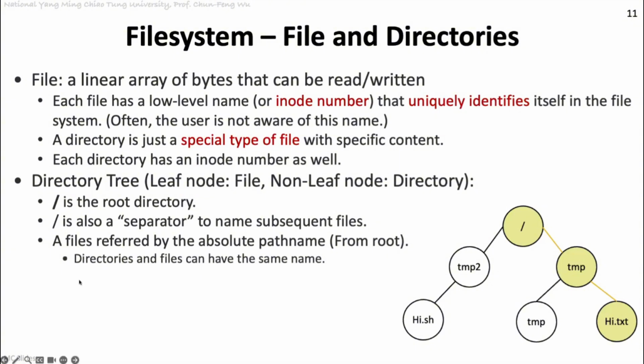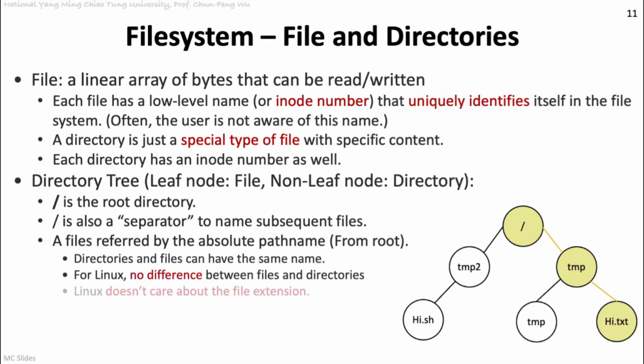Directories and files can have the same name. As I mentioned, the name is actually not really important for Linux. Directories are just like files, and they can have the same name, but they will have different inode numbers. So when you are using Linux, you can have a folder and a file with the same name. You already know that for Linux, there is no difference between files and directories, and Linux also doesn't care about file extensions. No matter whether you use .pdf, .pptx, or .txt, Linux doesn't really care what the file extension is.